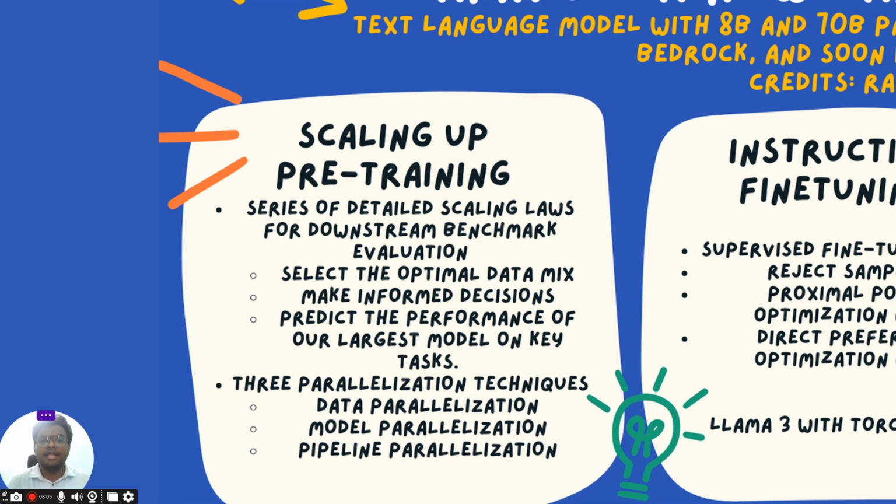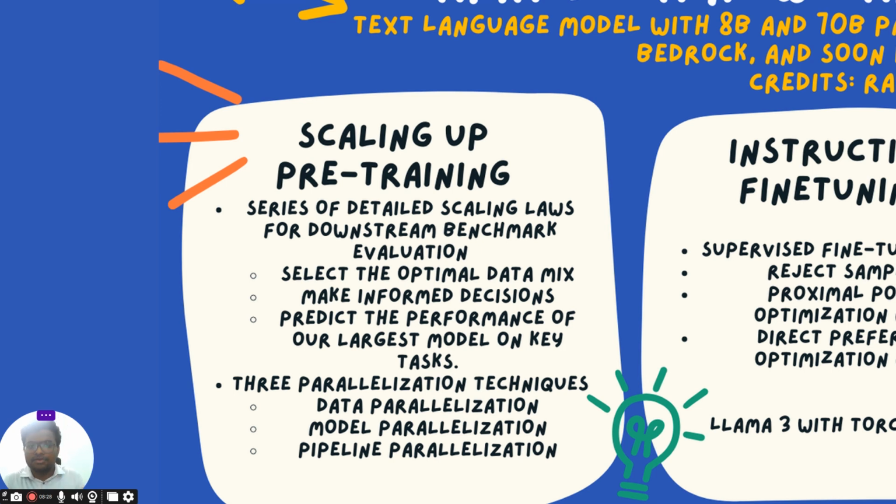So coming to the pre-training part in terms of Llama 3, there is a series of detailed scaling laws which you can use for downstream benchmark evaluation. There are some steps you want to know, and I've written a basic overview about it. You have to select the optimal data mix, make informed decisions, and predict the performance of the largest model on key tasks.